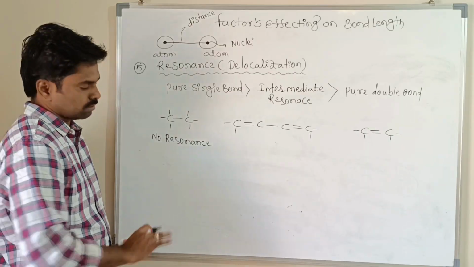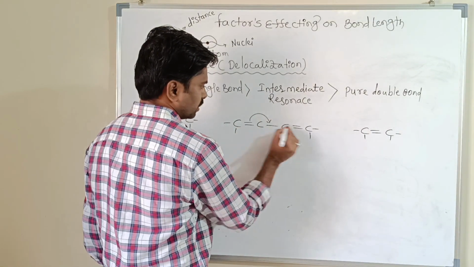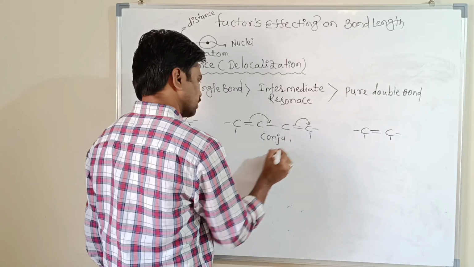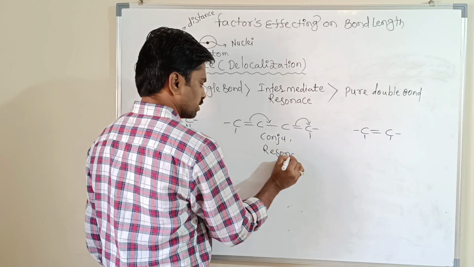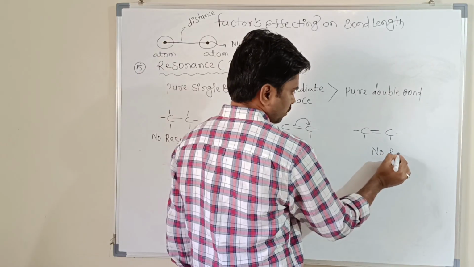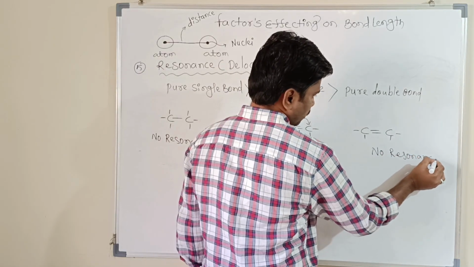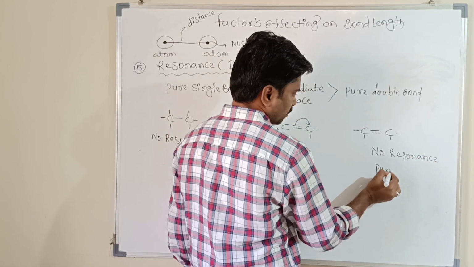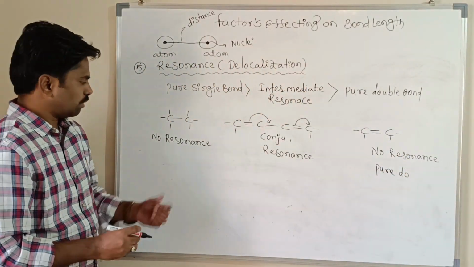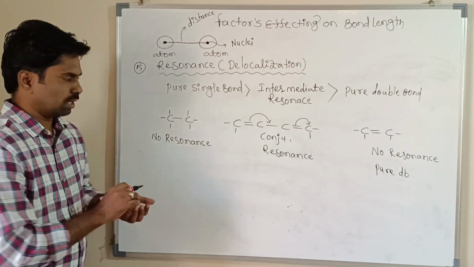So there is no conjugation, there is no resonance. But here conjugation occurs. So if conjugation is present, then automatically resonance is there. But here there is no resonance. It is a pure double bond. Pure double bond. Okay. So finally, a pure single bond has the excess bond length.